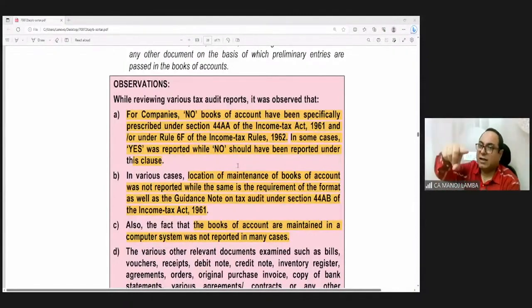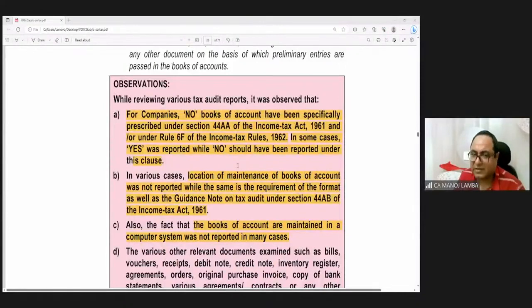And what does Rule 6F prescribe? Rule 6F prescribes books of account only for certain specified professions as per Section 44AA, sub-section 1. So, in the case of companies particularly, the persons generally mention yes where the question of books of account prescribed is asked. Please note that no should be reported under this clause.